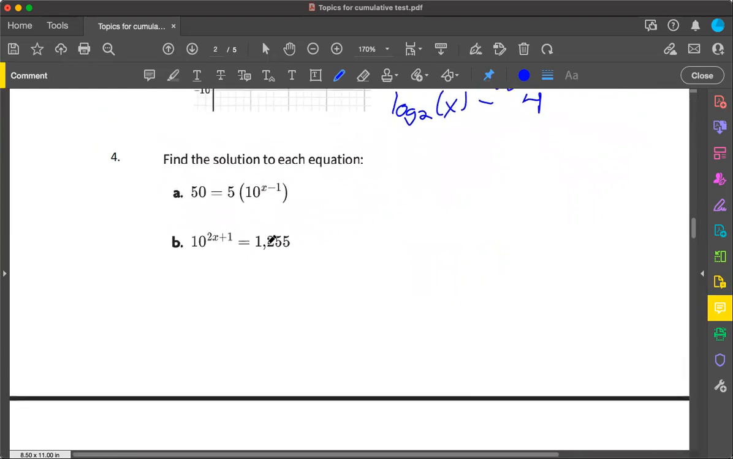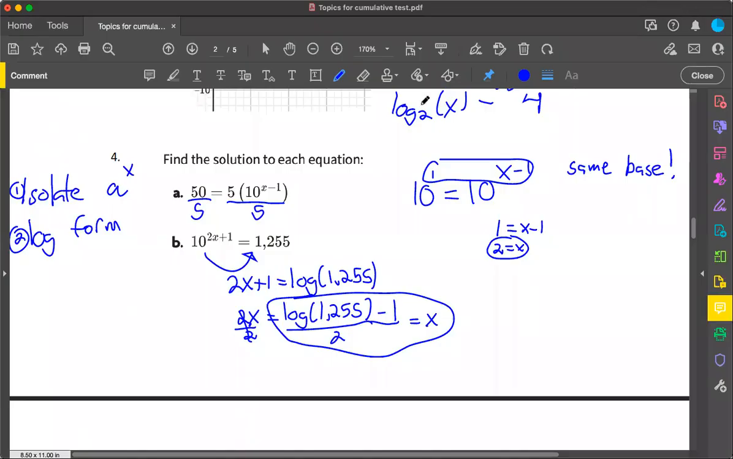Your game plan for this, you're going to isolate whatever is the exponential situation, and then probably go to log form. So step 1, isolate the exponential function. Step 2, go to log form. Maybe take a moment to try these out and get your hands dirty. So hopefully you got something like this.